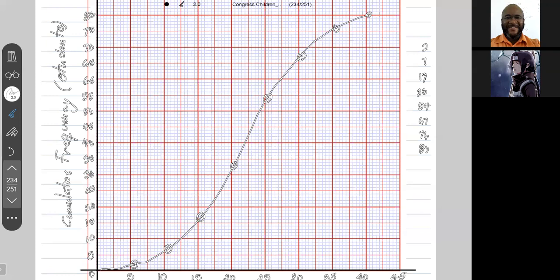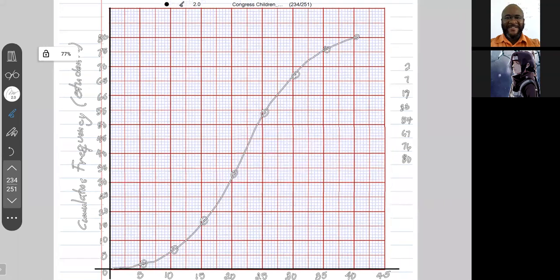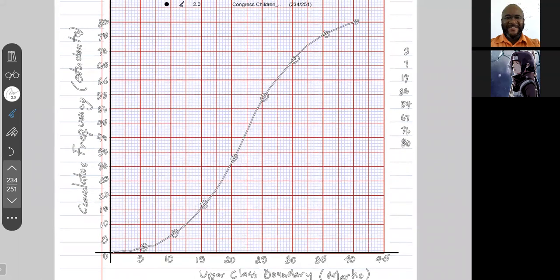This, guys, is a cumulative frequency curve. It requires practice, so ensure that you practice. Now, the things you're using to draw the curve are marks and students. There are 80 students, and you'll notice that the cumulative frequency goes up to 80. The reason for that is because every point on this graph represents a student and his mark.